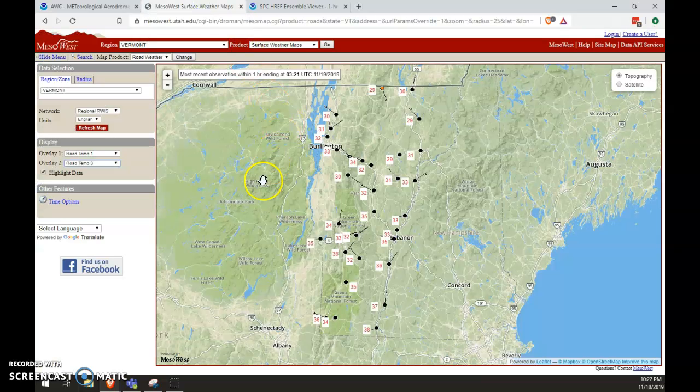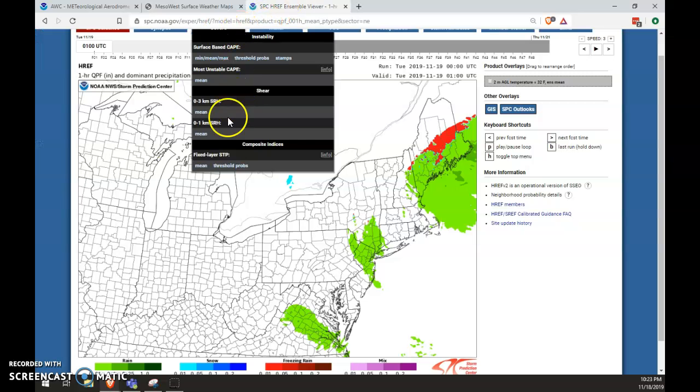The other thing to be cautious of is that this is a look at road pavement temperatures, and many locations in Vermont are observing pavement temperatures at or below freezing. This is in degrees Fahrenheit. So anything that does fall, even if it's rain, if it's falling on a sub-freezing surface, it's going to freeze on contact. So that's what we're concerned about this evening.